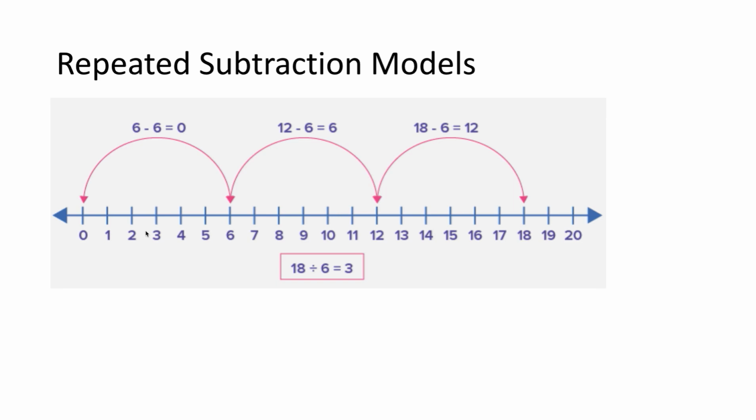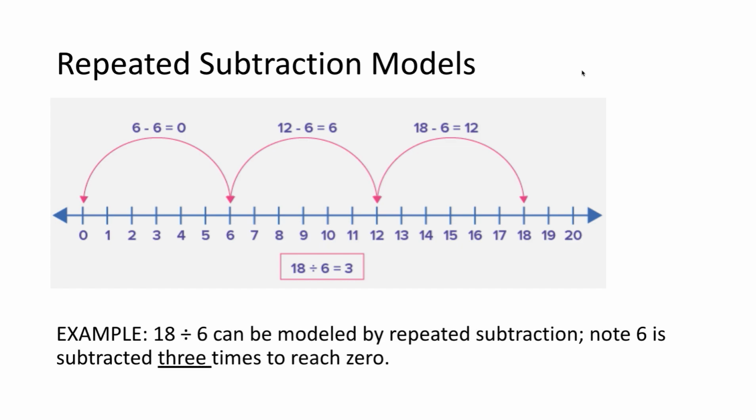You don't always have to use the number line, right? You can also use concrete models. Using 18 apples, you take away 6 apples at a time, and you find out how many times you took 6 apples out. From 18 apples you take away 6 apples and you have 12 apples. From 12 you take away 6 apples again and you have 6 apples left, and you take away another 6 apples and you have nothing. So you took it away 3 times.